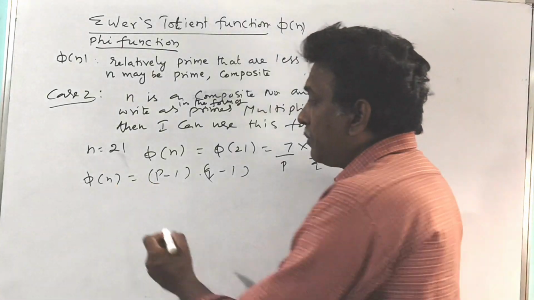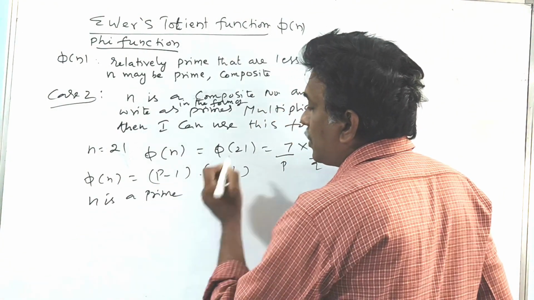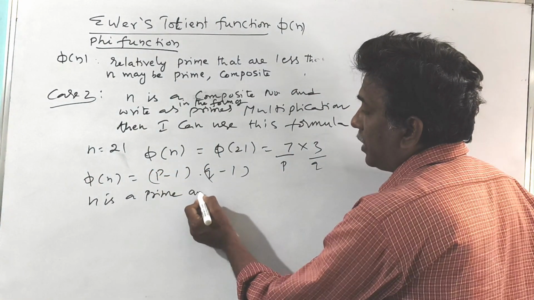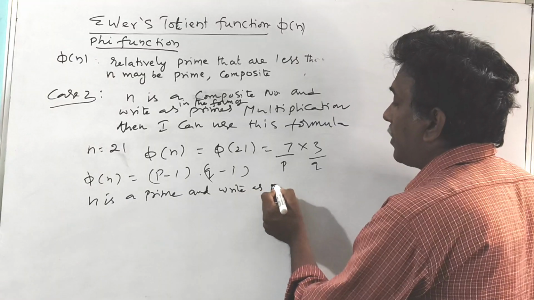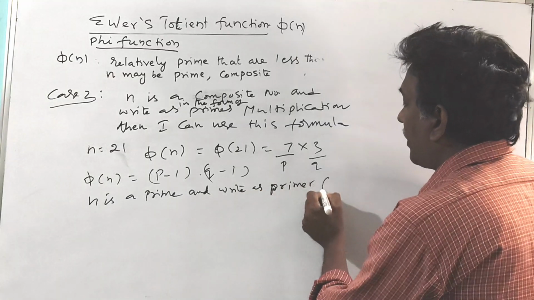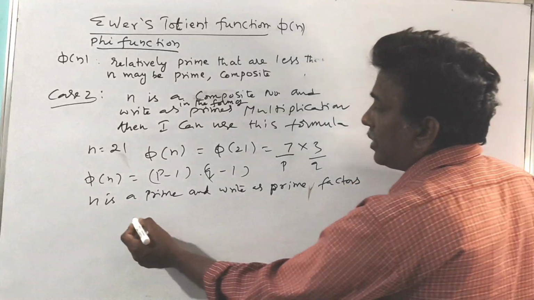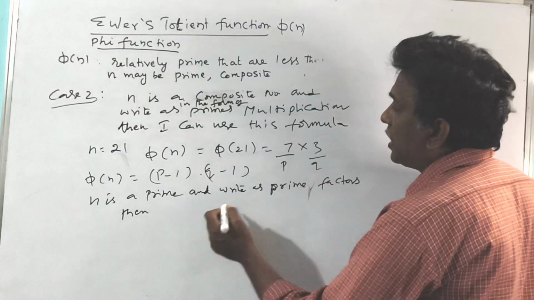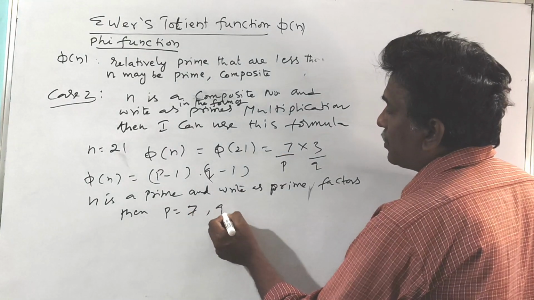So if n is a product of primes, you can also use this formula. Write n as a product of prime factors, then (p minus 1) into (q minus 1). Here p is equal to 7 and q is equal to 3.